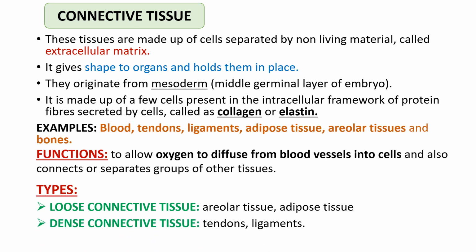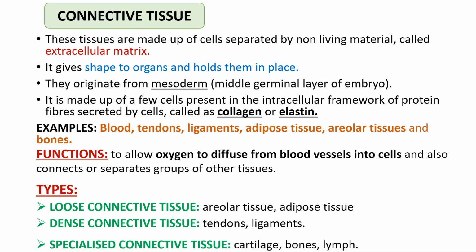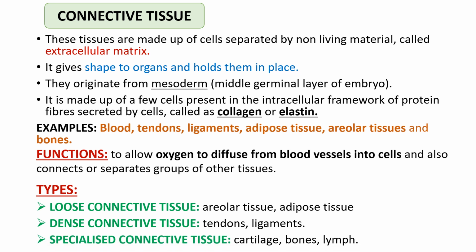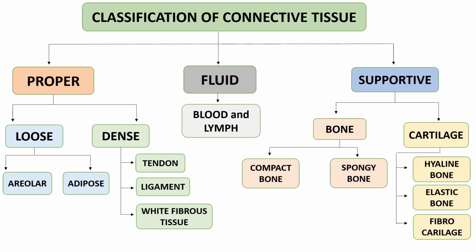Dense connective tissue includes tendons and ligament. And specialized connective tissue includes cartilage, bones, and lymph. This is a simplified flowchart of classification of connective tissue. It is classified as proper connective tissue, fluid connective tissue, and supportive connective tissue.